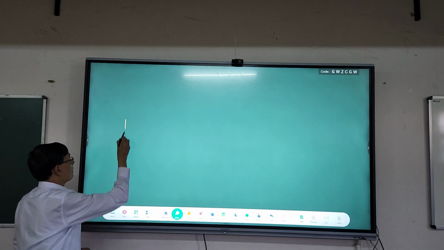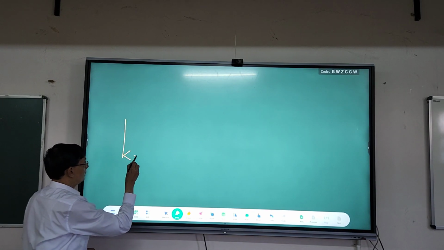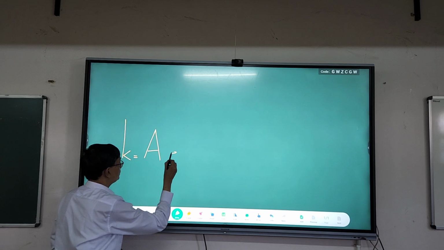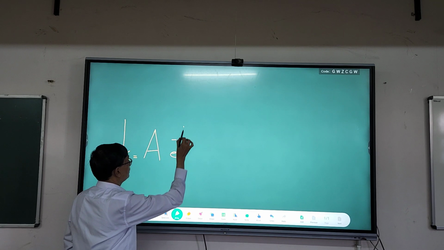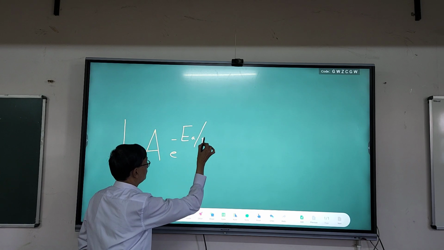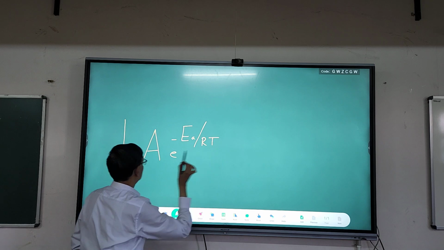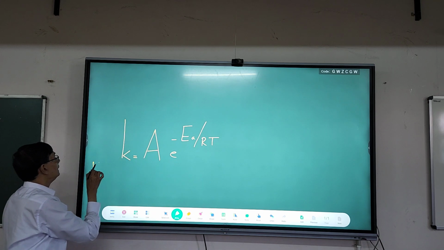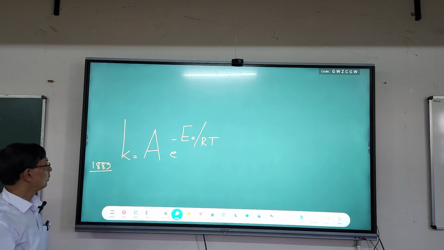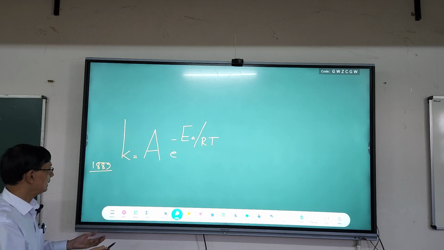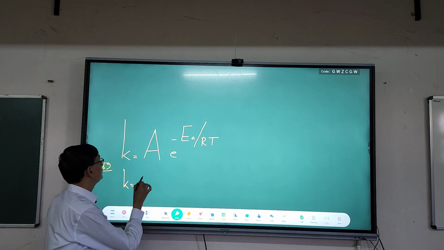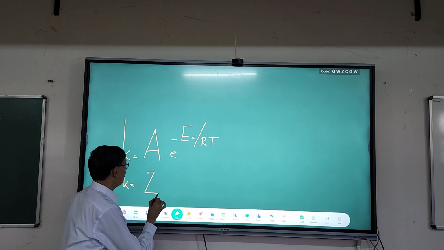First is K equals A, I just want to write the first theory, 1889. Then of course collision theory, 1926, Max Trautz. Same K equals Z.